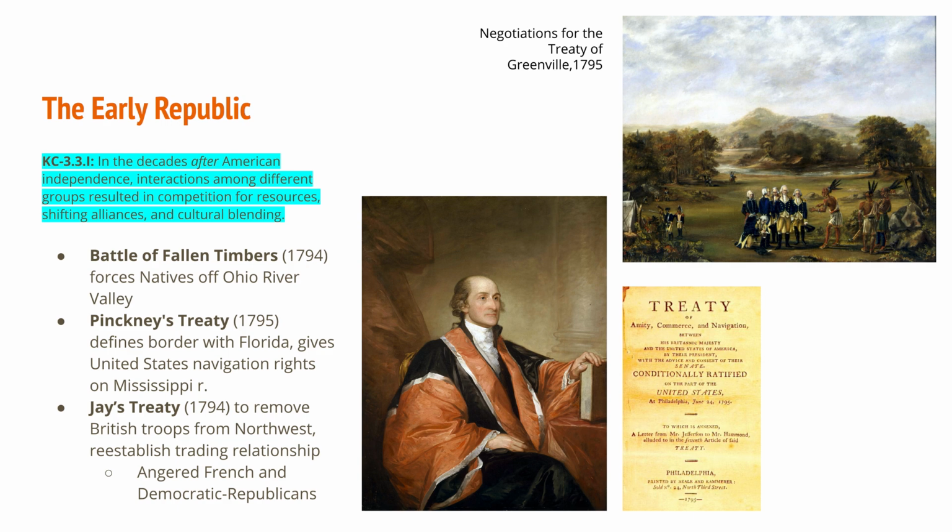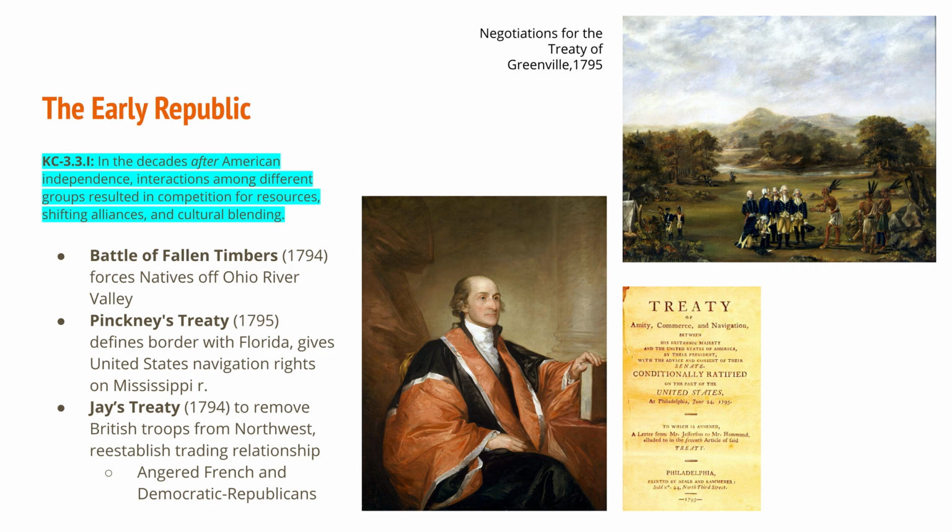The treaty that was signed and adopted to define the borders with Spanish Florida was Pinckney's Treaty. It gave the United States navigation rights along the Mississippi River. So all of those new settlers that were settling down along the Ohio River Valley could use the Ohio River that then connects to the Mississippi River to send their goods and their crops downstream to be exported through the city of New Orleans.